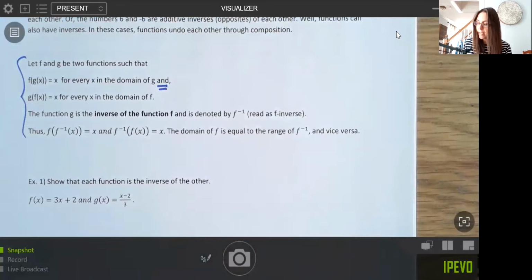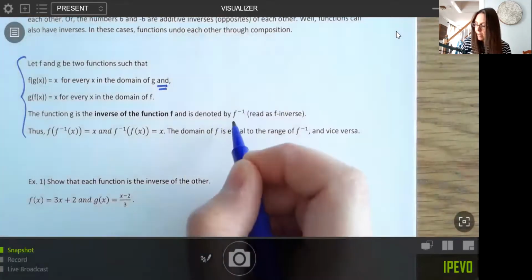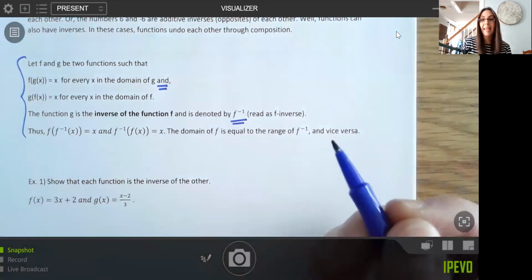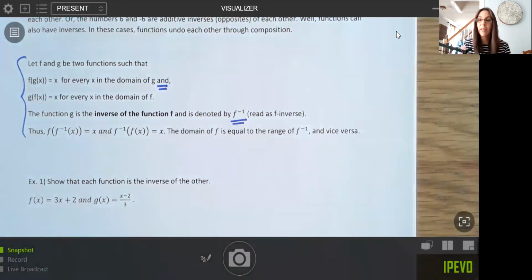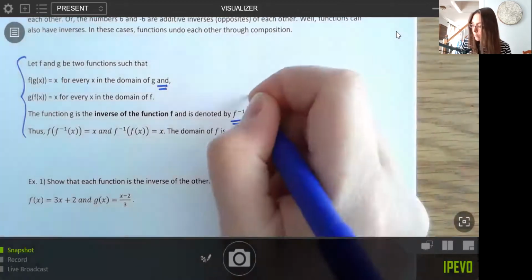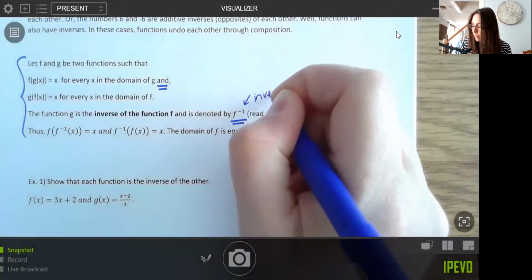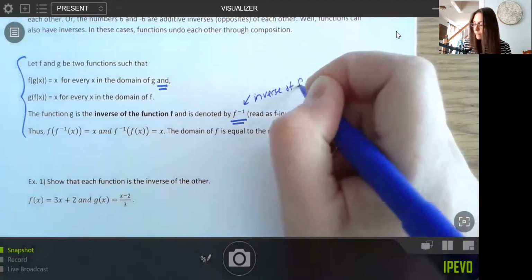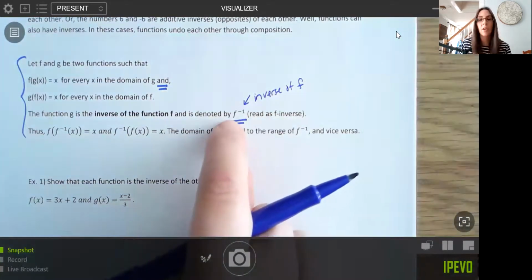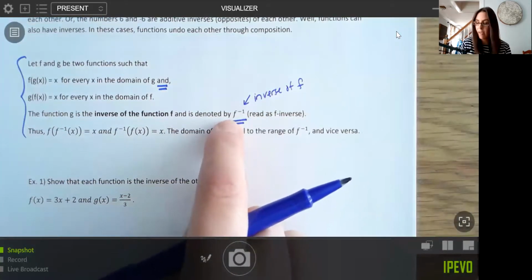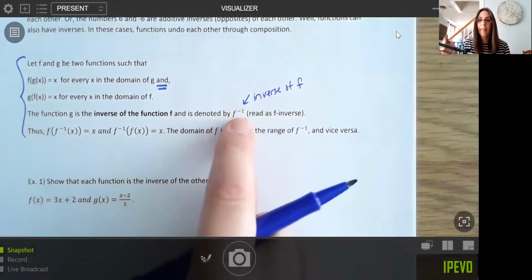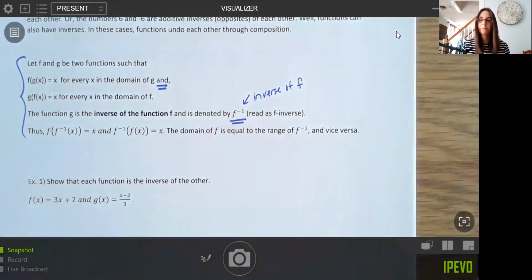If you do know that something is an inverse, we change the notation. So instead of writing g, we write it in this notation, and that -1 is read as f inverse. So that -1 means an inverse. And whatever symbol is here is the function we're talking about. So if you have f, you would write f inverse to mean that exact function's opposite.